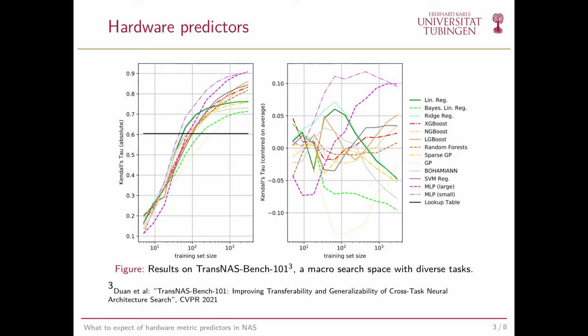Secondly, we ran the same experiments on TransNAS Bench, which is a macro search space. That means we consider layer by layer, and also the total number of layers in the network may change. And we see here that there is quite some difference. MLPs are performing much better than any other model. Also, lookup tables are performing better than before, but still there is no match for data-driven models.